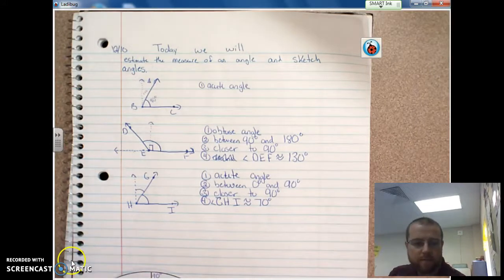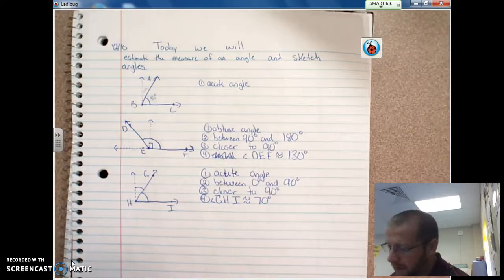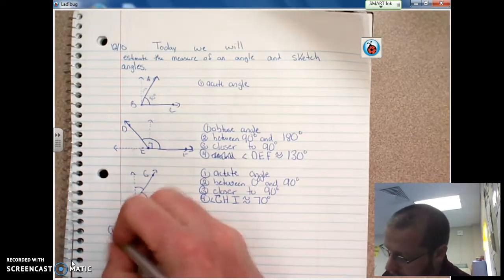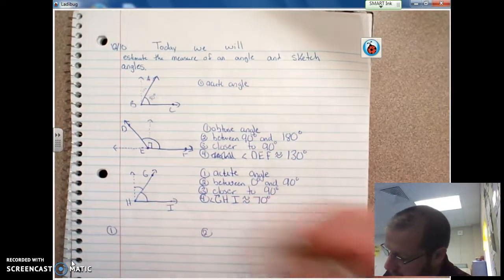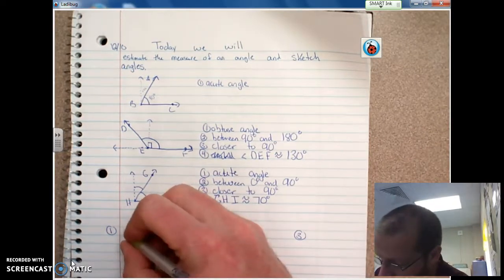All right, so now I'm going to have you guys try a few angles on your own. So I'm going to give you 3 angles, and I want you to solve these 3. I want you to estimate the measure of these angles on your own.